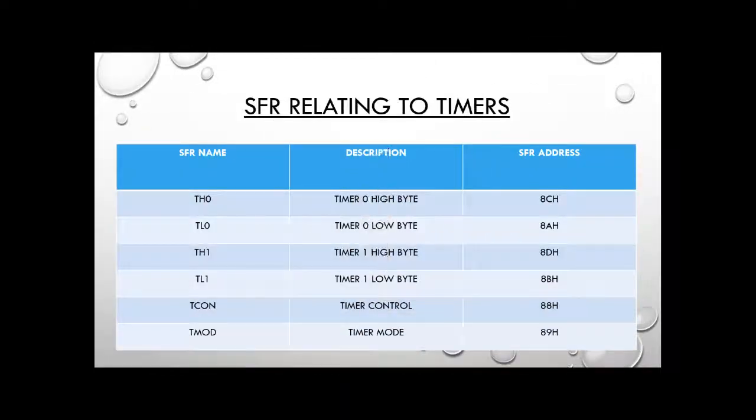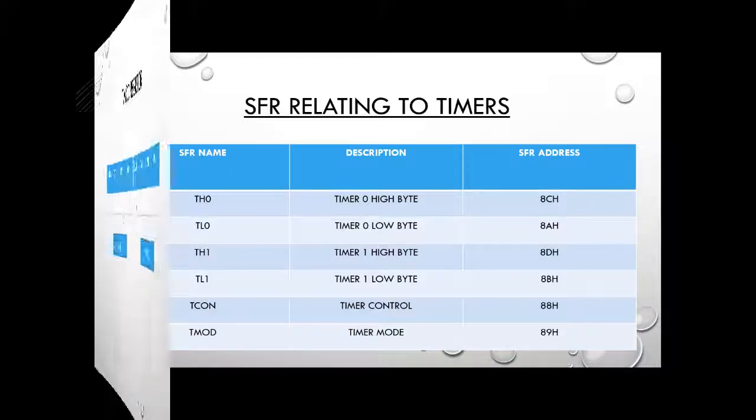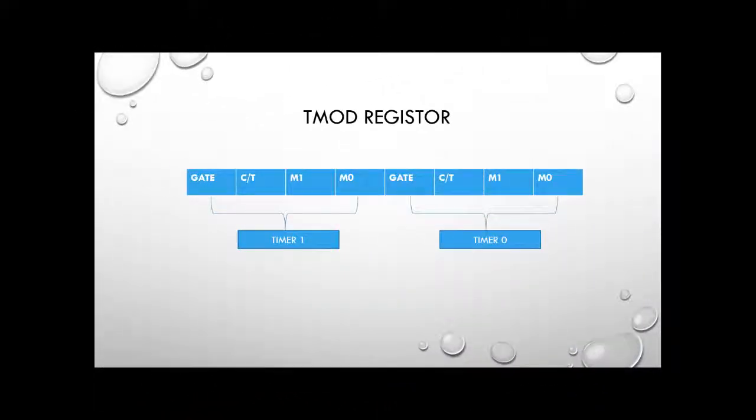The special function registers relating to the timer are TH0, TL0, TH1 and TL1, where TH0 and TL0 are associated with timer 0, while TH1 and TL1 are meant for timer 1. TCON and TMOD are the control registers. Let's discuss the TMOD control register now. The lower nibbles are used for timer 0, while the upper nibbles are used for timer 1. The M0 and M1 bits are used to select the mode in which the timer is to be used.